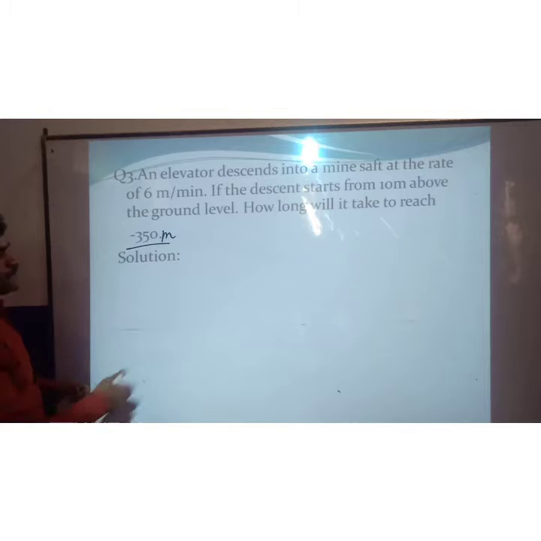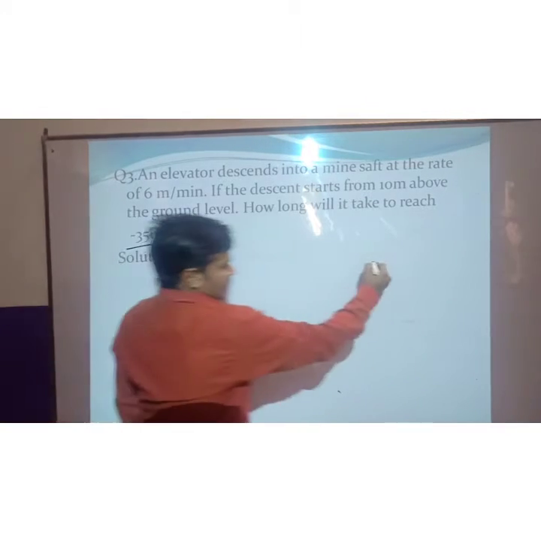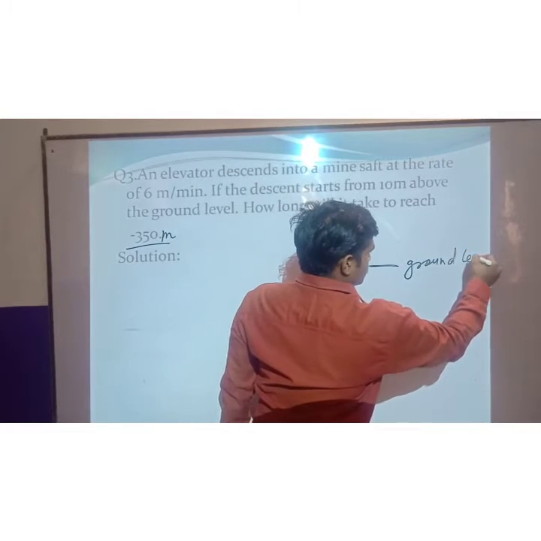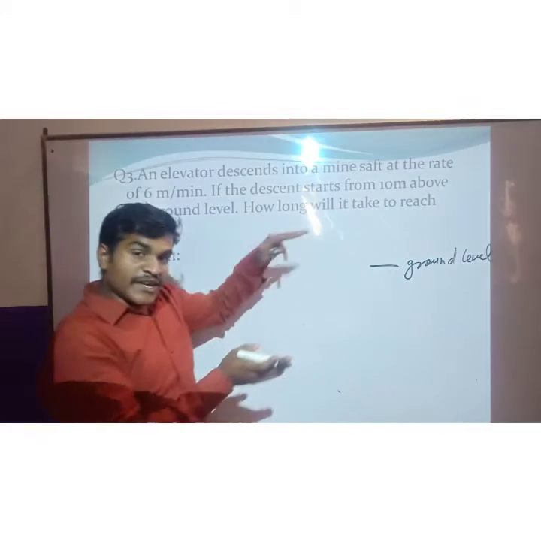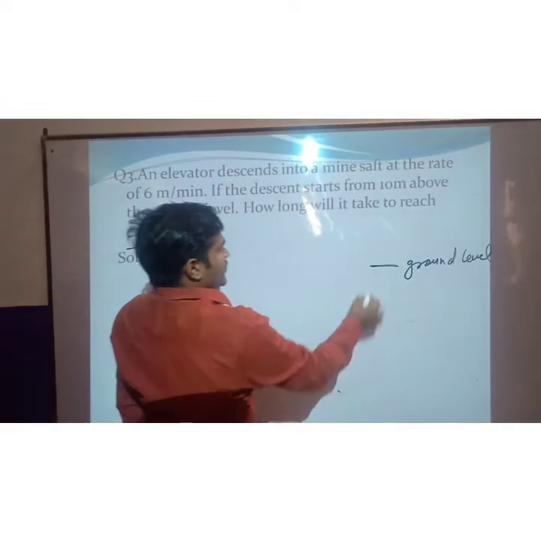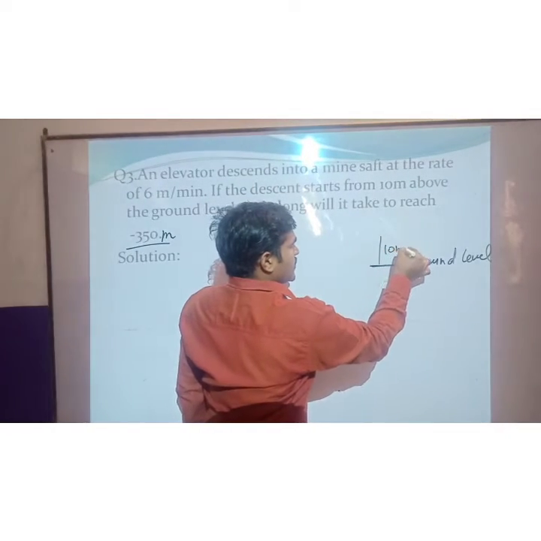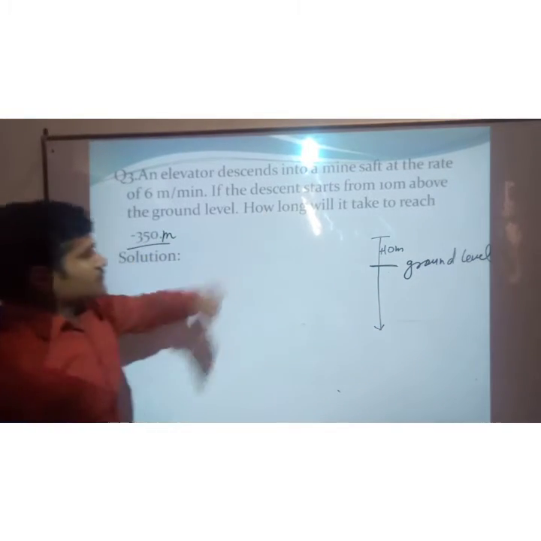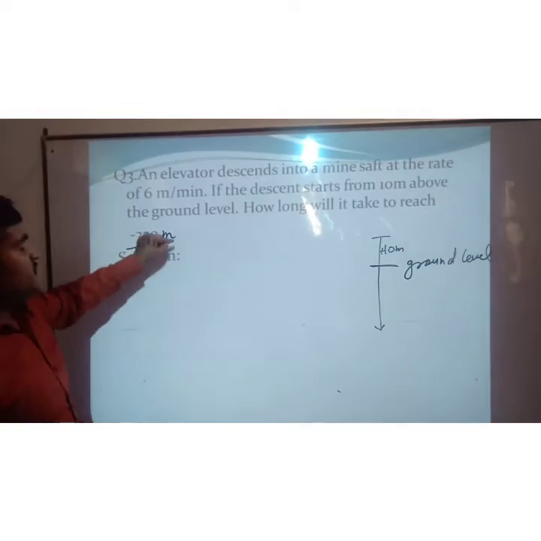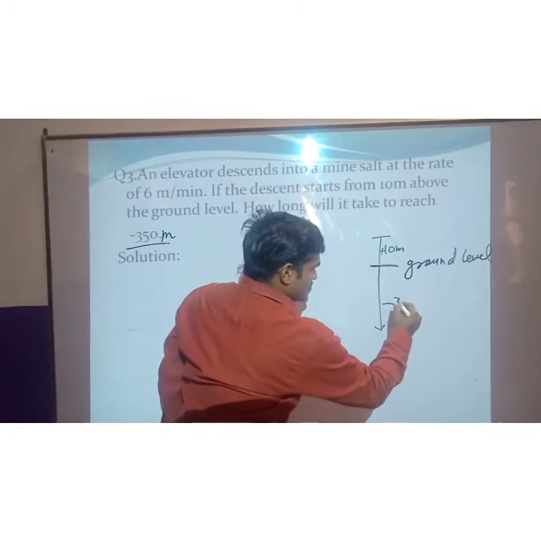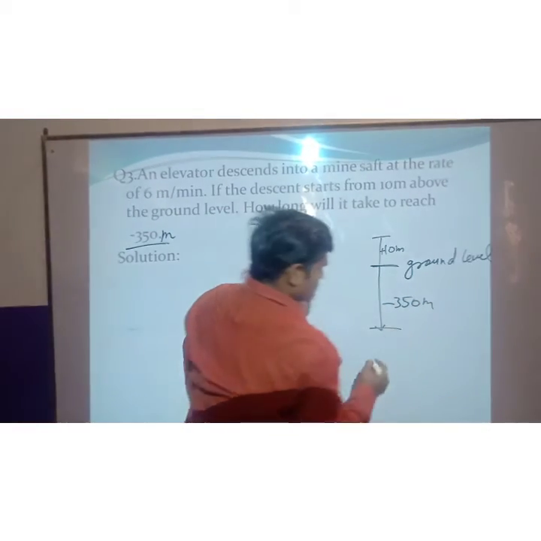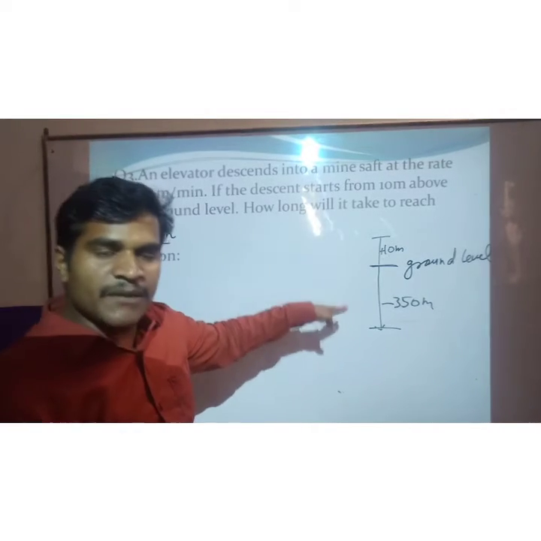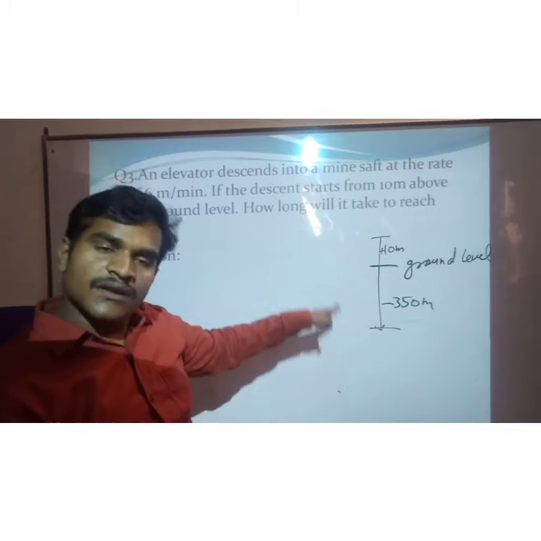So the solution is there. This is ground level. Try to understand the meaning of the question. The elevator starts from 10 meters above, plus 10 meters, and it takes time to reach minus 350. Minus 350 is given, so it means 350 meters below the ground level. They have to reach there.